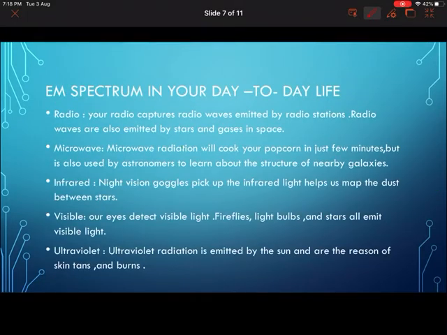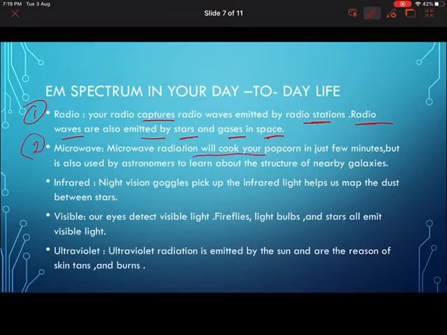Let us talk about the electromagnetic spectrum in our day-to-day life. Let us take some information about these electromagnetic radiations that we explained. For example, radio waves. Your radio captures radio waves emitted by radio stations. Radio waves are also emitted by stars and gases in space.